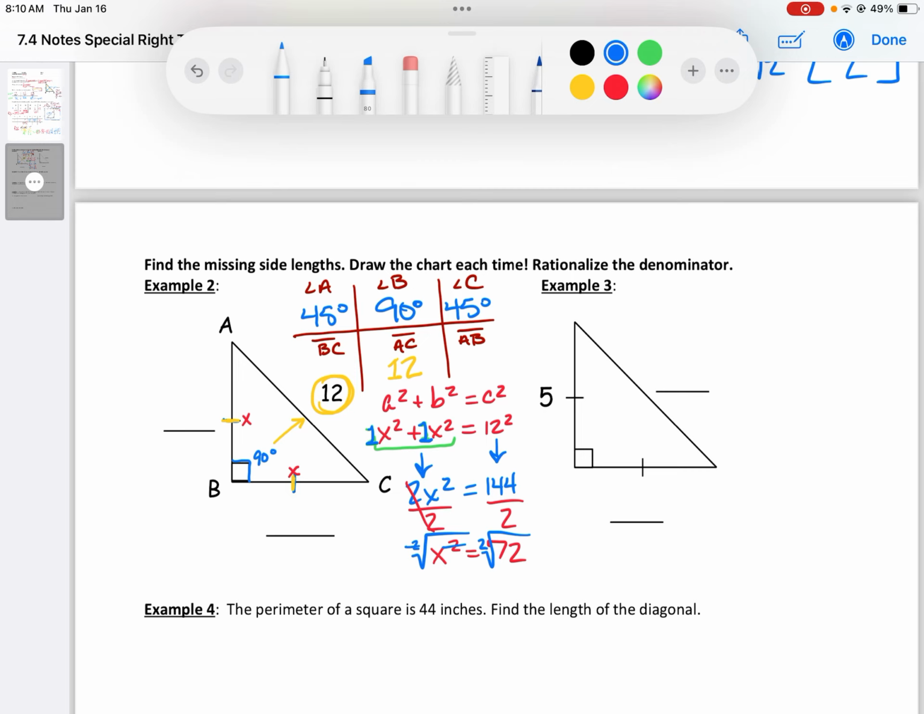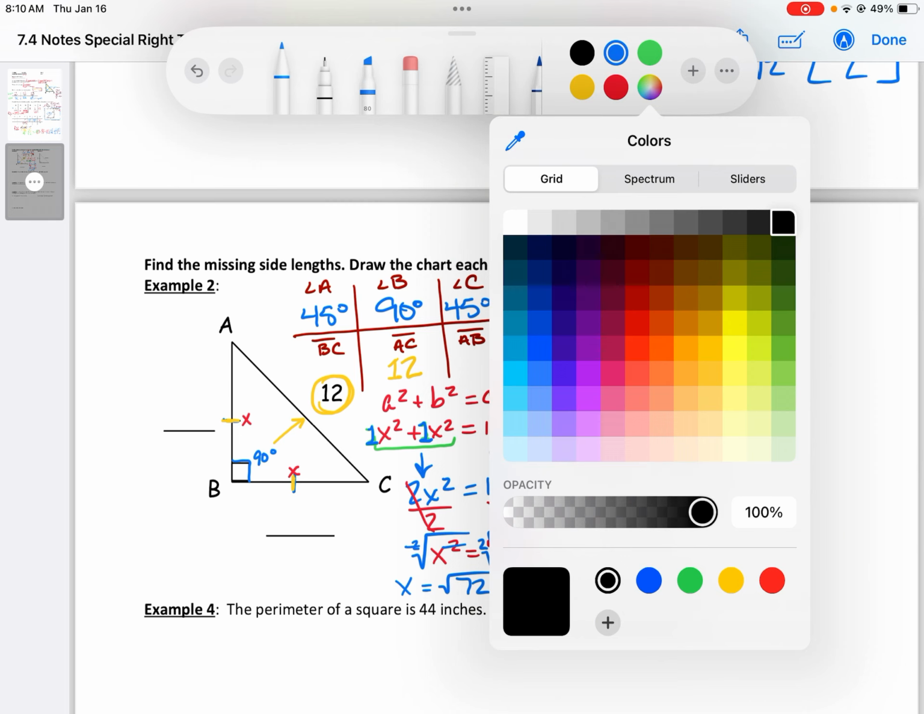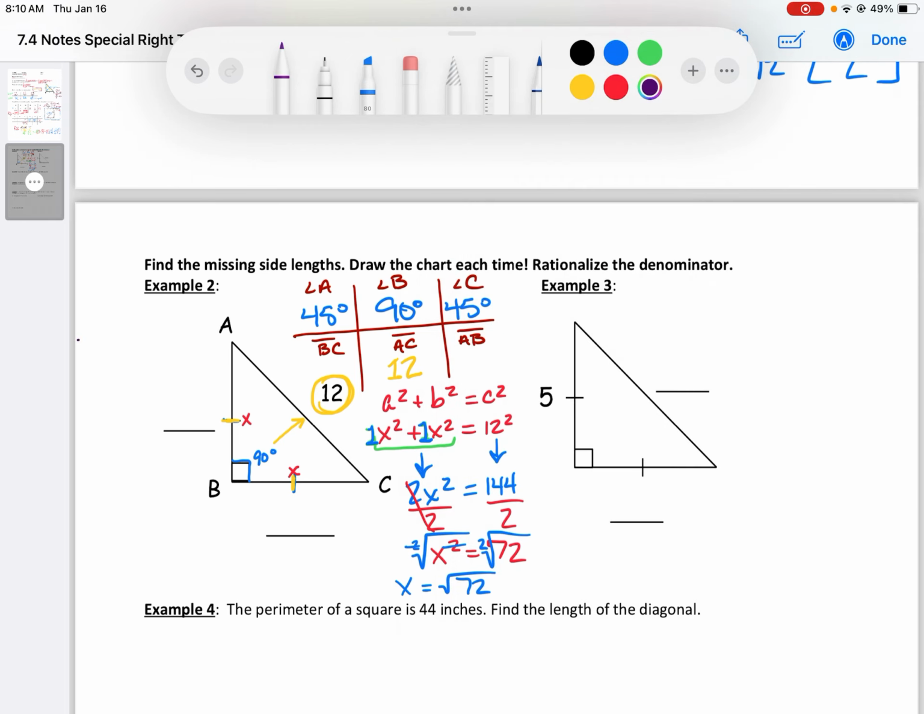And 72 is not a perfect square, so I would see if I could simplify it. The square root of 72, 2 and 36. I instantly see that 6 is a perfect square. It's going to break into 6 and 6. I'm going to cross one out and kick one out. That leaves me with 6 square root of 2. So both of my sides here are 6 square root of 2.